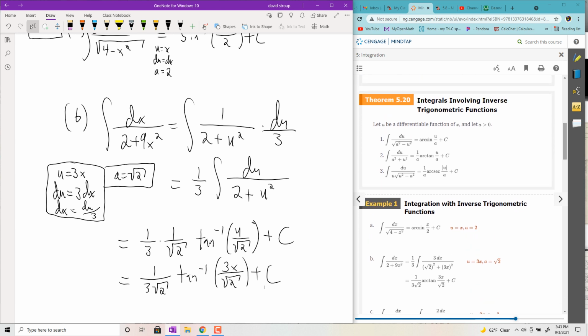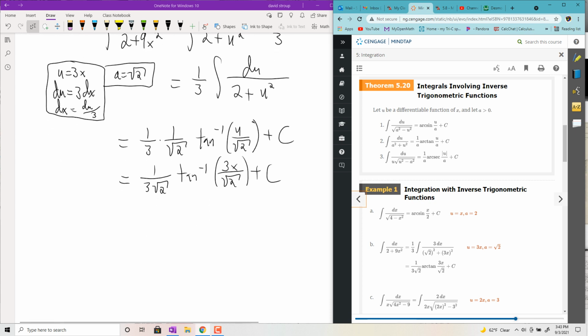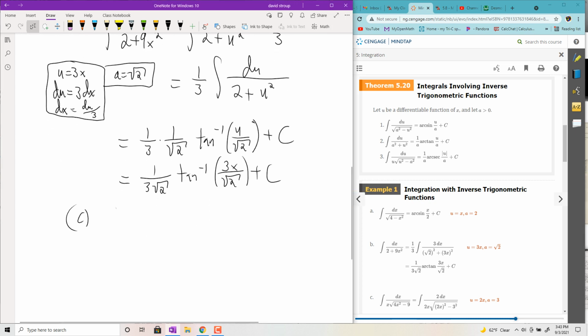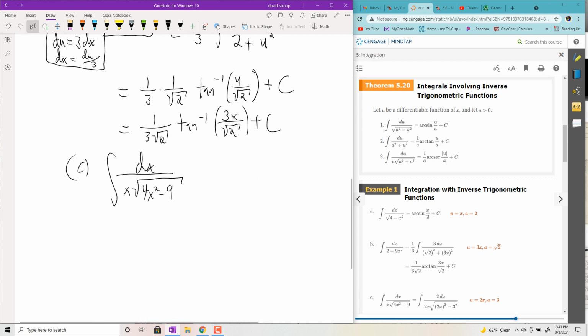Let's look at one that's the arcsecant type. C. The integral of dx all over x times the square root of 4x squared minus 9. So again, to get it into the template form, I'm going to have to redefine u as 2x.